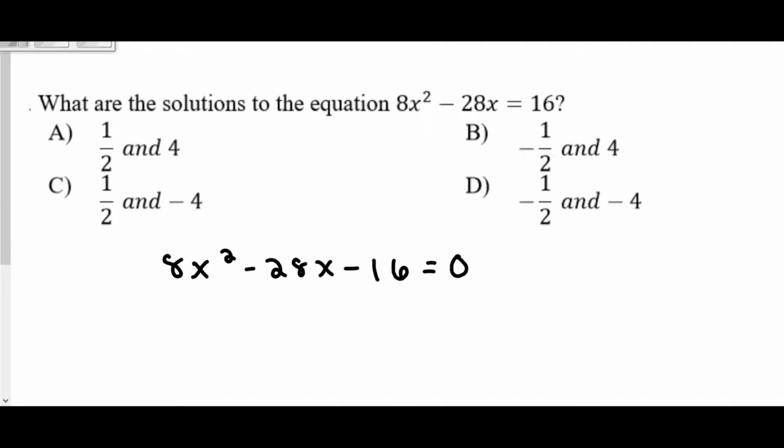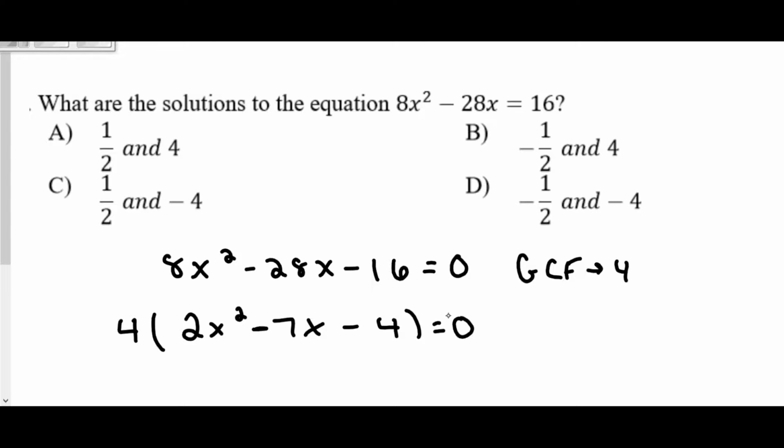Our first line of defense when we're factoring is always to pull out a GCF. And here I see a GCF of 4. So that means each of these terms have factors of 4. So when I pull out a GCF, I'm just dividing each term by it. So 8x squared divided by 4 is 2x squared. Negative 28x divided by 4 is 7x. Negative 16 divided by 4 is minus 4 equals 0.